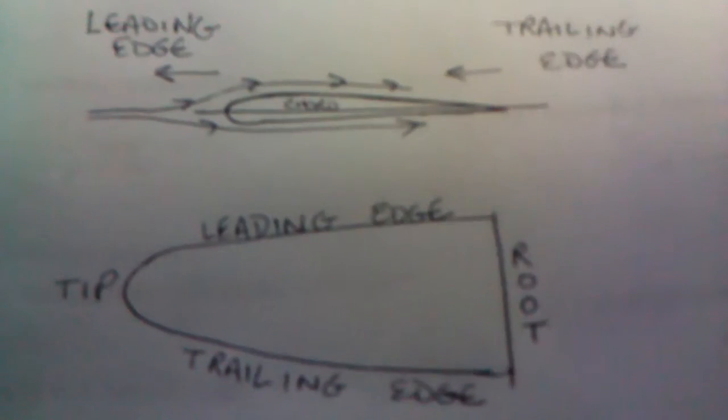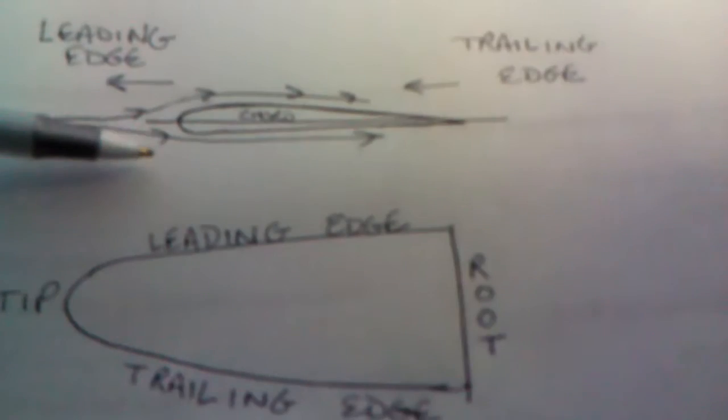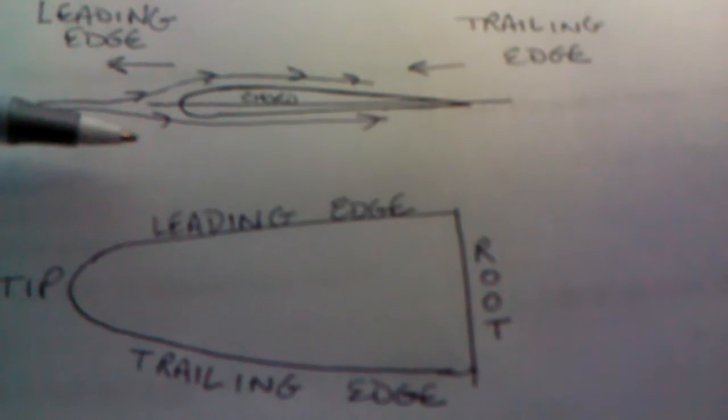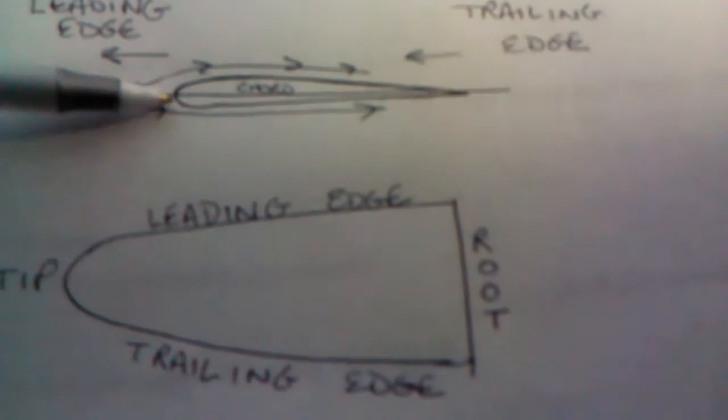So we were talking about the terms that are used to describe various parts of the wing, the leading edge and the trailing edge and so forth. So back to this slide here. This is looking at the side of the wing from the tip towards the fuselage. We have the leading edge on the front and the trailing edge on the back.